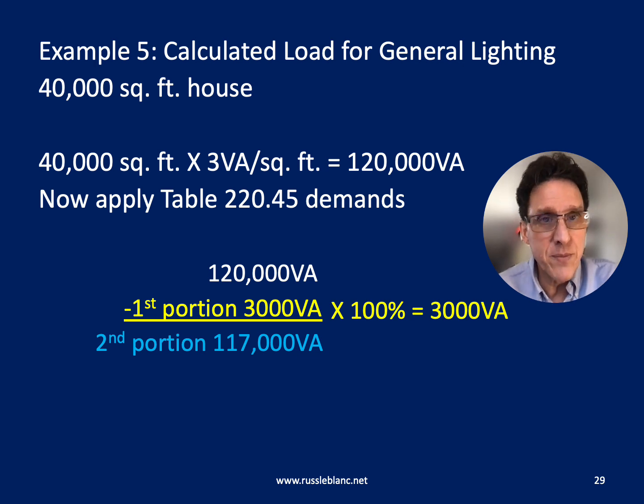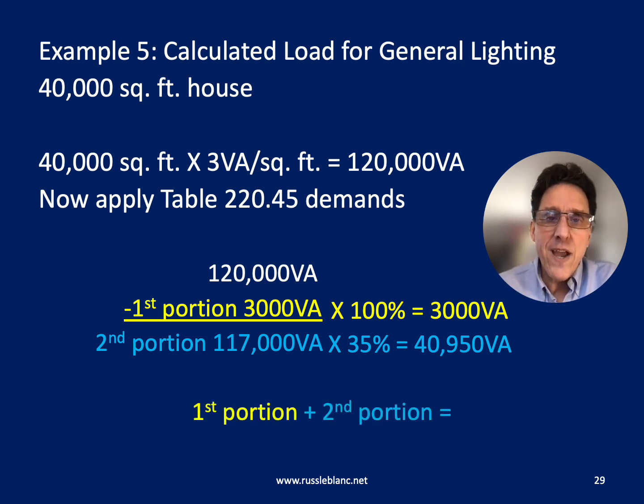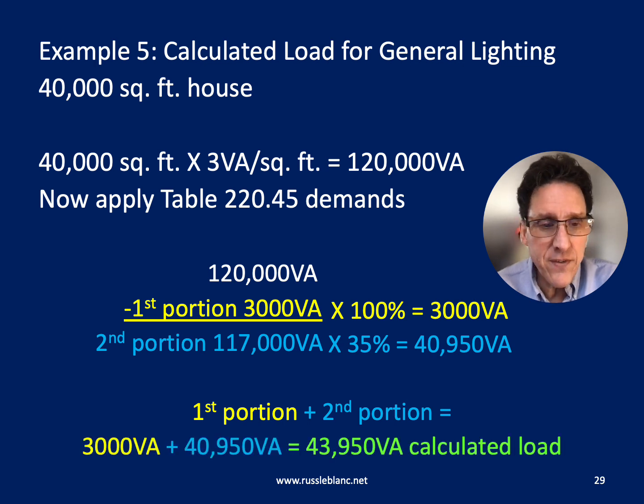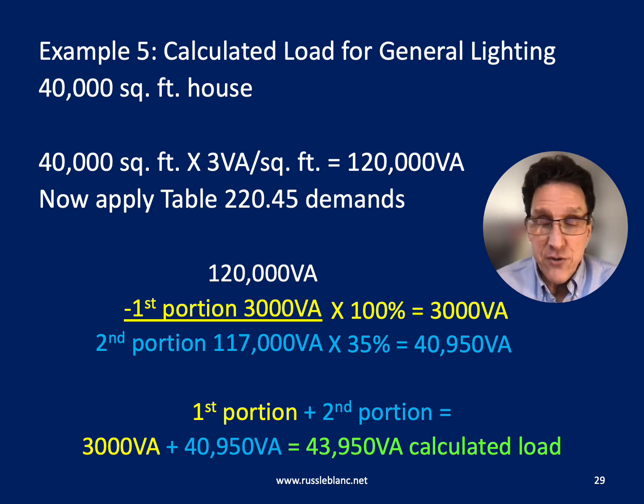First portion is multiplied at 100%. Second portion is multiplied at 35%. So if we add those two together, the first portion maxed out and the second portion maxed out, in this case we get a calculated load of 43,950. Anytime you max out the first two portions, it's always going to end up being a demand or calculated load of 43,950. It just always works out that way.